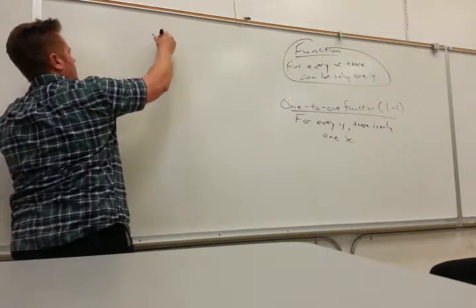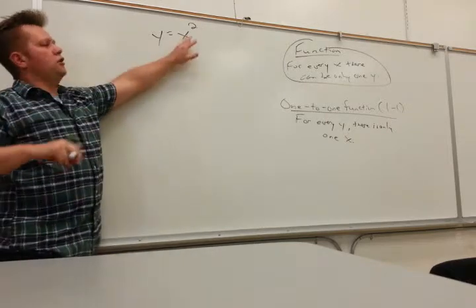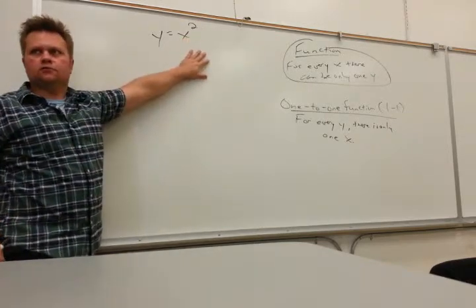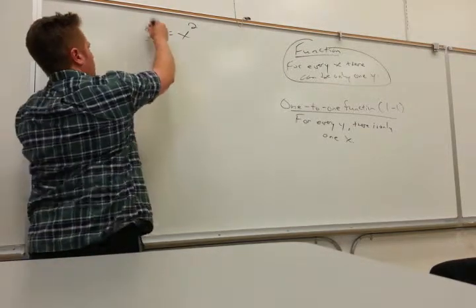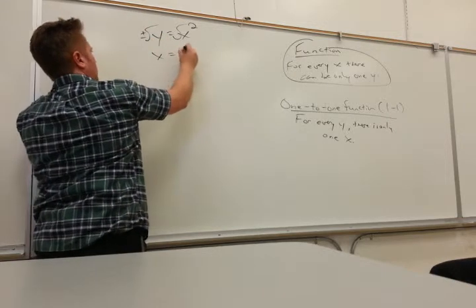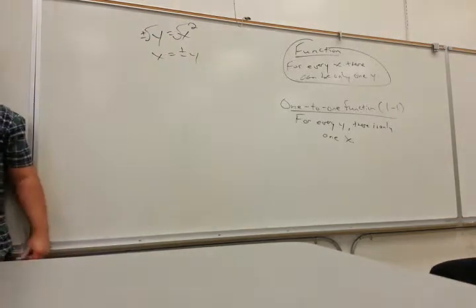So, for example, this is a function. Can I solve for x? Truthfully, can I? Not really. Because what happens when I try to solve for x? I get two functions. I can't solve directly for x. I get two options.